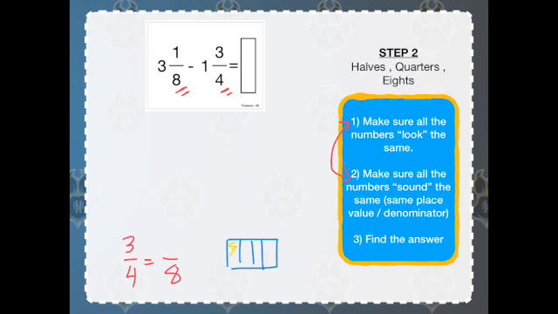So I have 3/4. Because 8 is the double of 4, I know that I have to cut each piece, or each quarter, into 2. And now I have my 8 pieces, and of those 8 pieces, 6 of them are colored in. So I'm going to right away rewrite my equation as 3 1/8 minus 1 6/8 is equal to what?